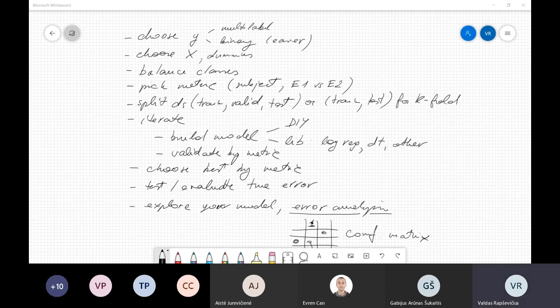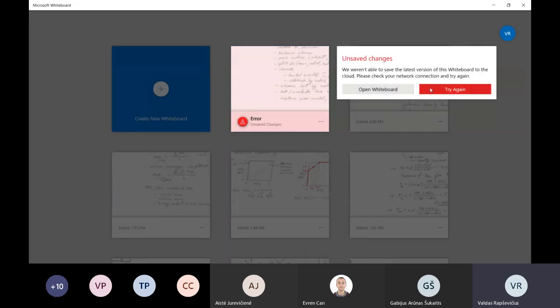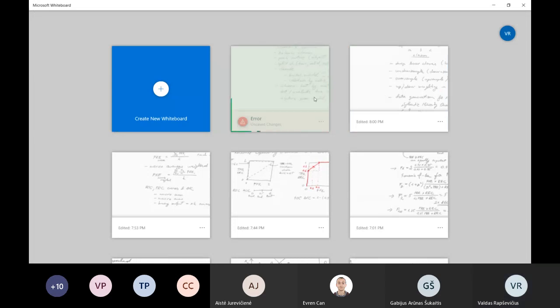Okay, I have to fix this to 0.931 provided by Gabius. Error and save changes. Try again. Microsoft cannot stand 2 hours of lecture.